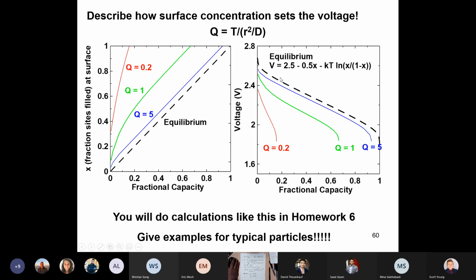So in equilibrium, you'd follow this dash curve, right? But then when you start running at Q = 5, you get the blue curve. And then when you run at Q = 1, you get the green curve. And when you run at Q = 0.2, you get the red curve. And you can see how this impact of diffusion offsets the voltage downward. And to first order, it's a shift that affects the voltage curve everywhere evenly at sort of low rates.